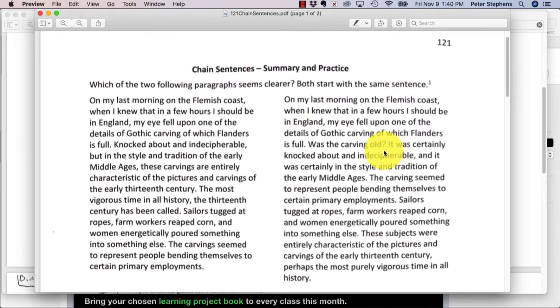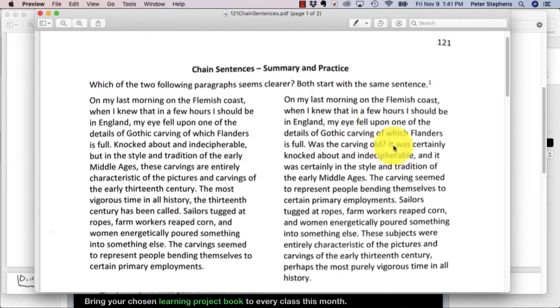So, as we go through it, we see what we will now call chain sentences. A chain sentence is basically a sentence that starts with something that occurred earlier in the paragraph. That's all it is. Something early in the sentence refers back to something earlier in the paragraph. For instance, "Was the carving old?" Well, carving harkens back to carving here.